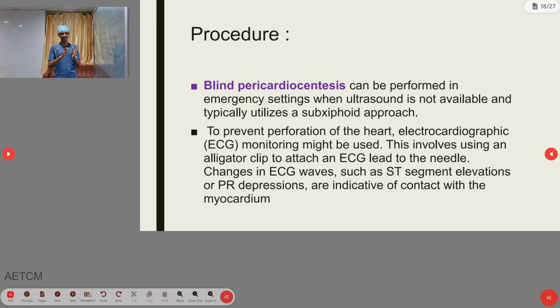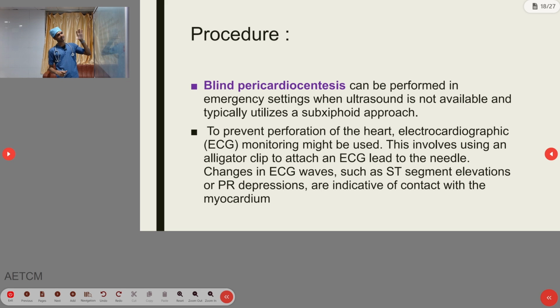Vitals, mental status, everything we have to recheck, mainly BP and the jugular venous distension we discussed. Then blind pericardiocentesis: the earlier one we did with the help of USG, right? So with the USG we are doing.